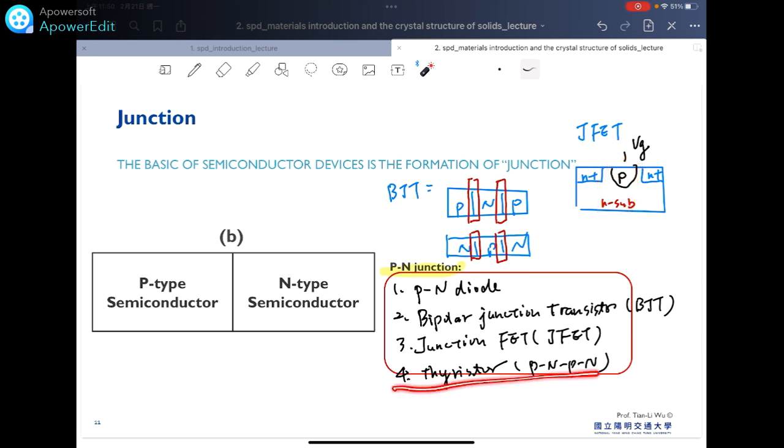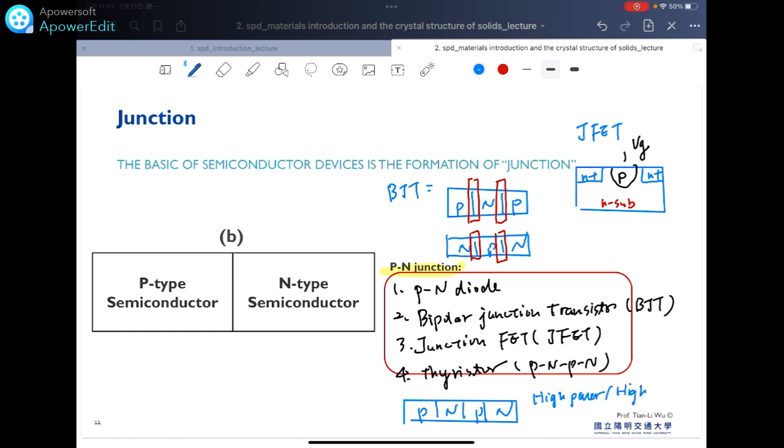And the last one is a thyristor. The thyristor is a transistor that we use very often, but that you probably ignore every day. The thyristor looks like the structure here. It's mainly used for high power and high current handling. This is the structure for the thyristor, a PNPN, and it's used in very high power and high current applications.